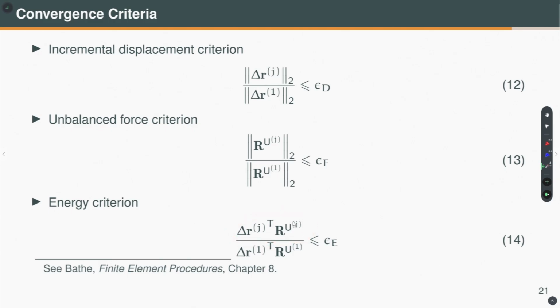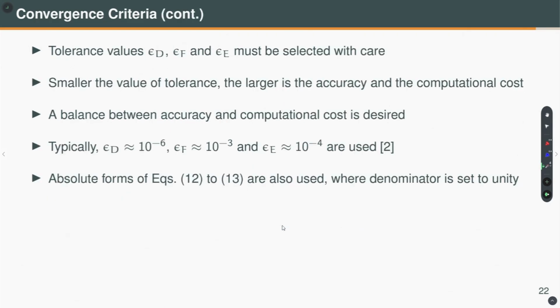This is my unbalanced force vector at the jth iteration, which is riding through the incremental displacement at the jth iteration. What is the work done? This is the work done. I am looking at this work with respect to the work done at the first iteration of that load step, and if it is less than some tolerance, then we are good to go. Okay. So, tolerance values must be selected with care. Smaller tolerance will give you better accuracy, but more computational cost. So, balance between accuracy and computational cost is desired.